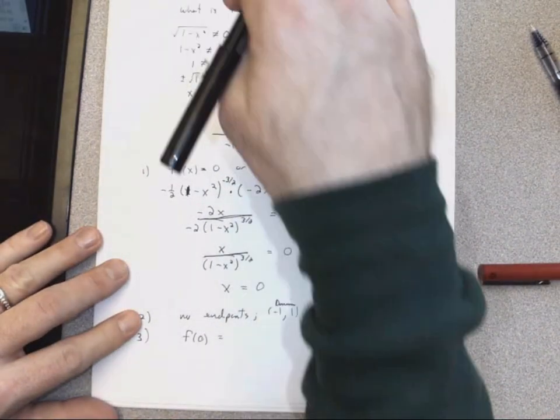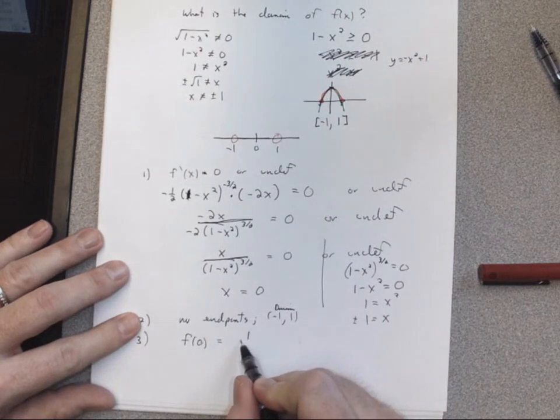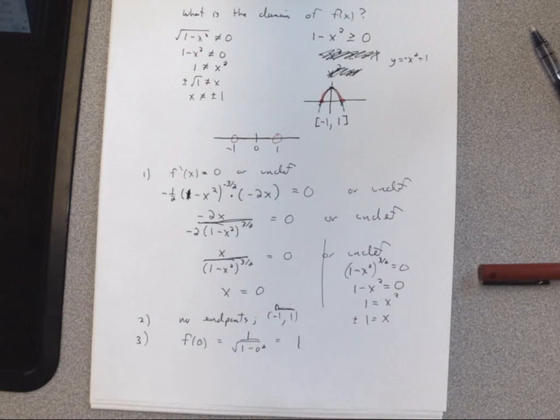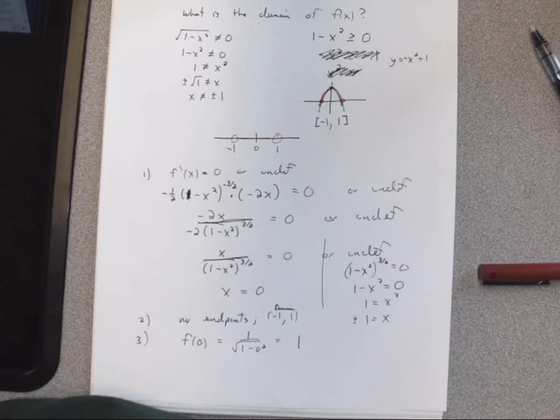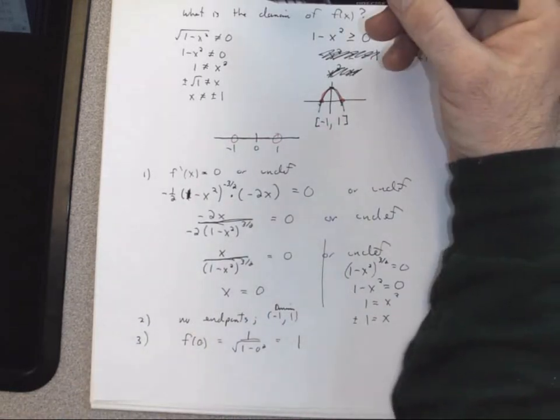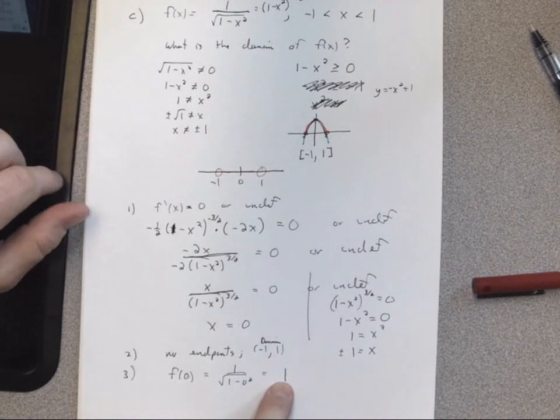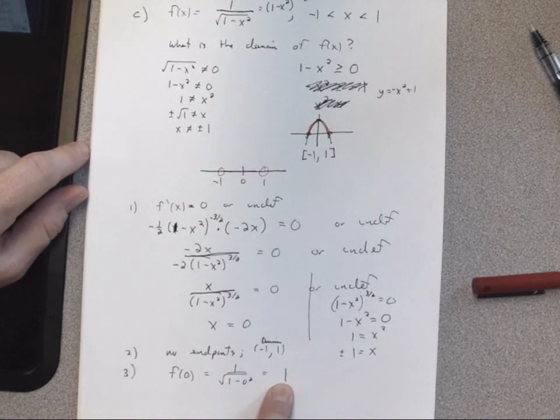When I plug 0 into the original function, this would be 1 over the square root of 1 minus 0 squared, which is just equal to 1. Question: is it a local max or a local min? One way you can tell is to look at all the other x values around it. I know this is the extreme value, so it's either a local max or a local min. It's got to be one or the other.